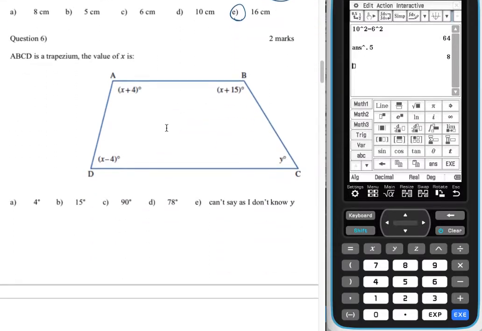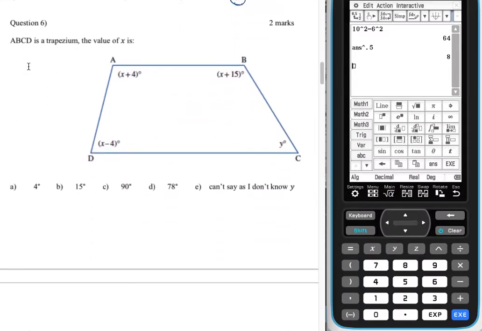Okay, moving on to the next question, we have a trapezium ABCD, and the value of x is something. Now, trapezium, well, what do we know about trapeziums? Well, we know there's one pair of parallel sides. Now, what looks parallel? AD, BC, or AB, DC? Obviously, it's this one.